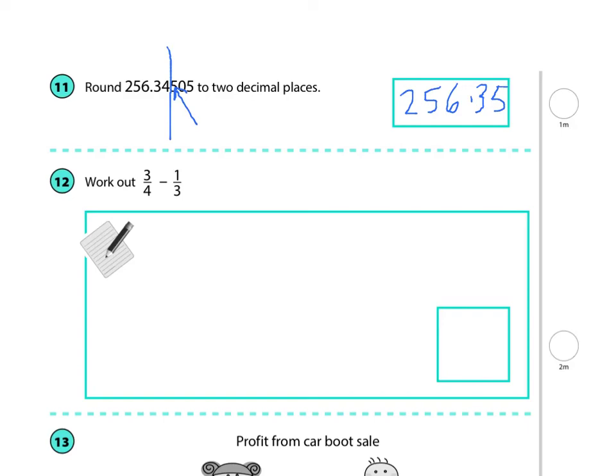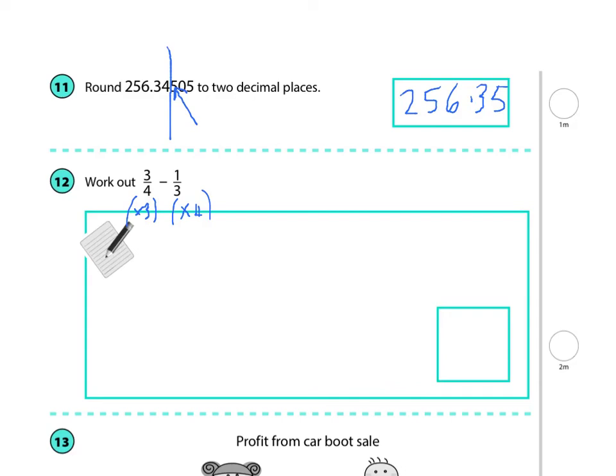Question 12. Work out 3/4 minus 1/3. Now, we can only add or subtract fractions that have the same denominator or bottom number. So in order to do this, a quick and easy way is to multiply each fraction by the number that is on the denominator of the other fraction. Or in other words, multiply the first fraction by 3 and the second fraction by 4. Now you must remember to multiply top and bottom to make equivalent fractions.